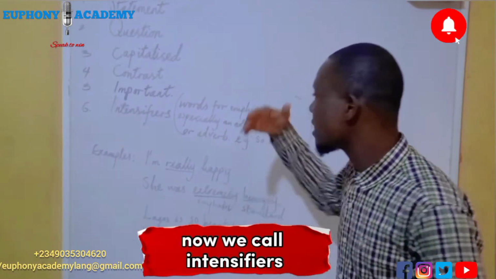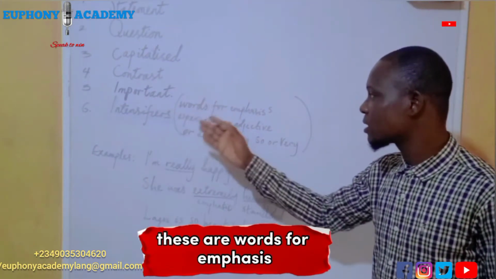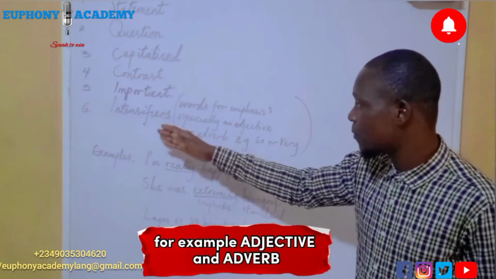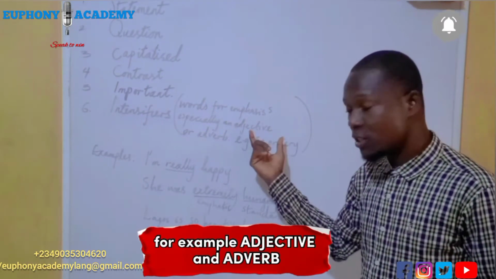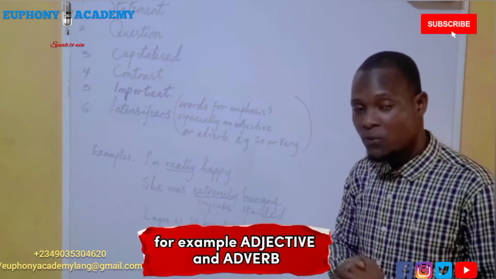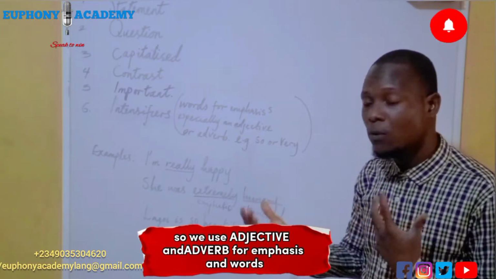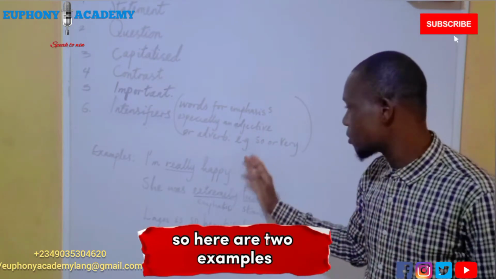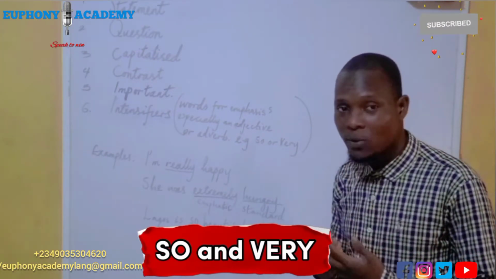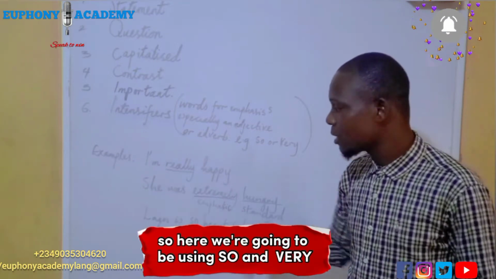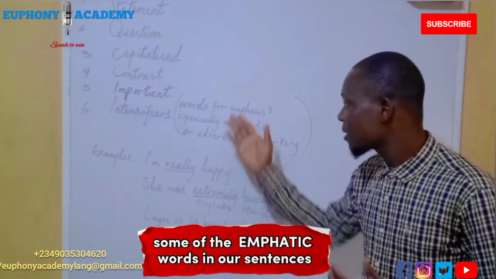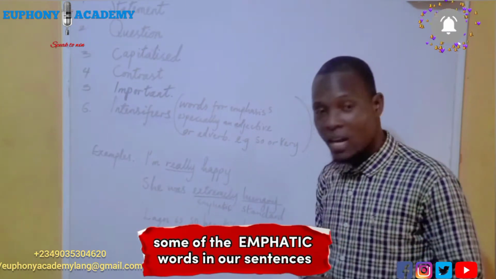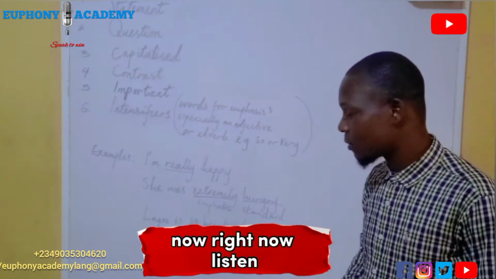Now we call intensifiers, these are words for emphasis. These are words for emphasis, for example, adjective and adverb. So we use adjective and adverb for emphasis in words. So here are two examples, so and very. So here we're going to be using so and very, some emphatic words in our sentences now, right?